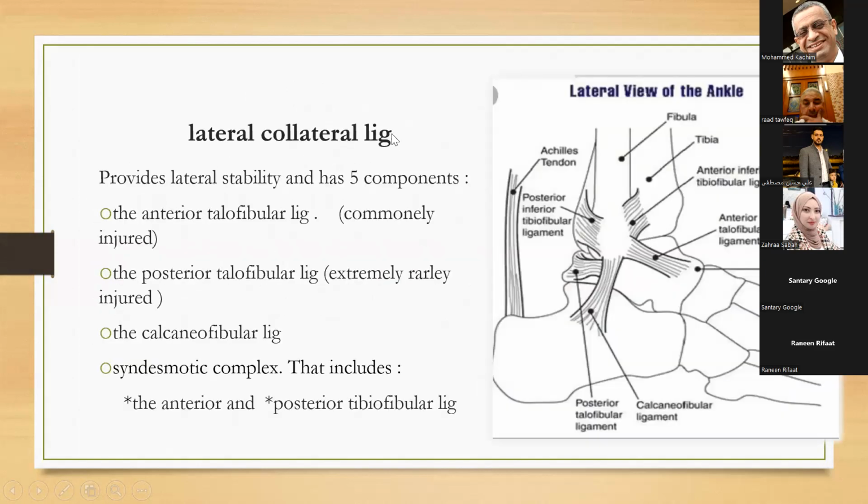The lateral collateral ligament. It provides lateral stability and has 5 components: the anterior talofibular ligament, which is commonly injured, and the posterior talofibular ligament, which is extremely rarely injured, the calcaneofibular ligament, and the syndesmotic complex, which includes the anterior and posterior tibiofibular ligament.